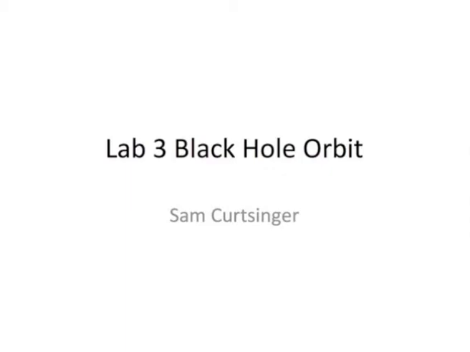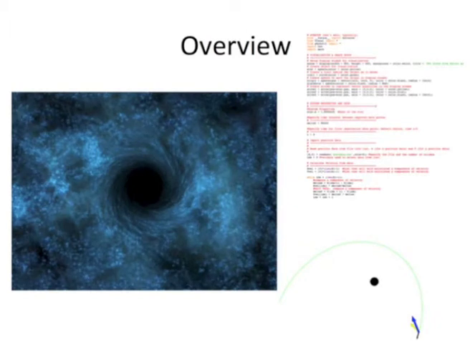Hello and welcome to Lab 3, Black Hole Orbit. Today I'm going to find the mass of a black hole and model a star orbiting said black hole using VIDLE and position data from a CSV file. You will see that the mass can be calculated with the help of VPython and our fundamental principles of physics.